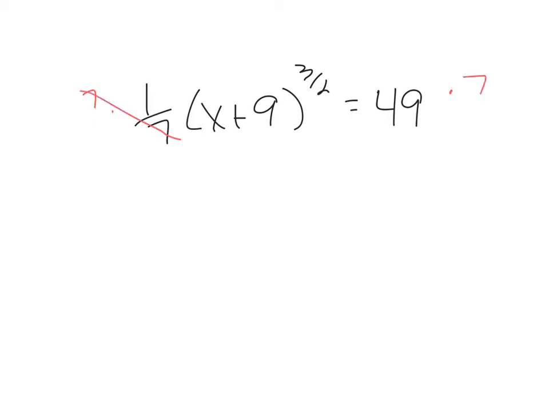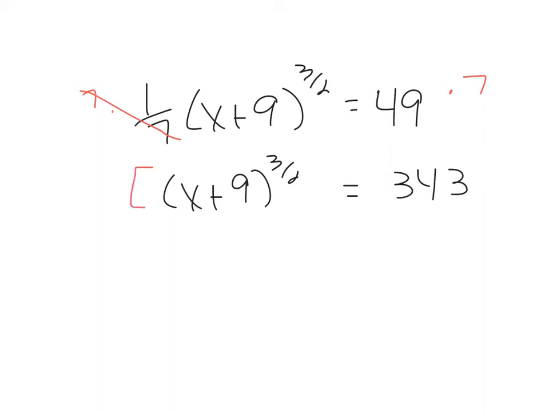Over here it just cancels, that's gone. That leaves me with x plus 9 to the 3/2, which is what I wanted. Over here, everybody knows 49 times 7 is 343. Because I have this 3/2 power still, the way you get rid of a fraction exponent is you raise both sides to the reciprocal power. You can do anything you want to any side of an equation, as long as you do it to both sides.